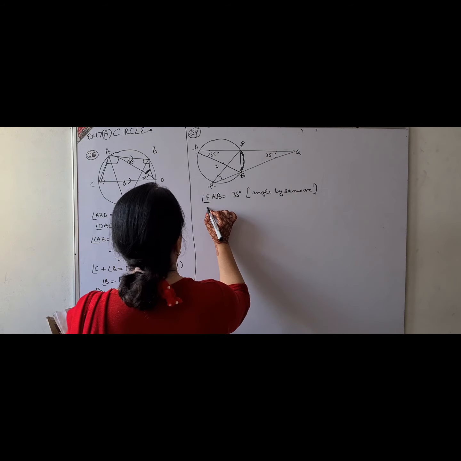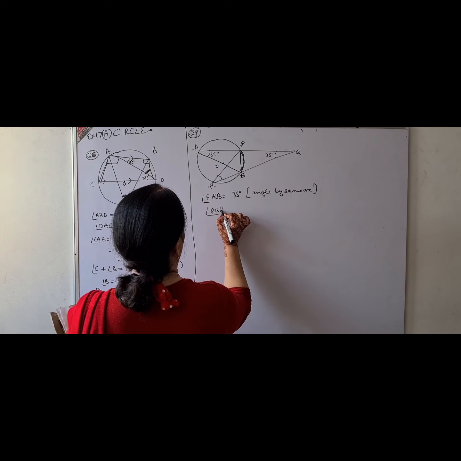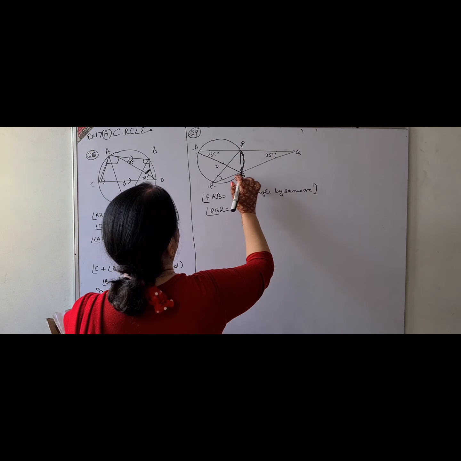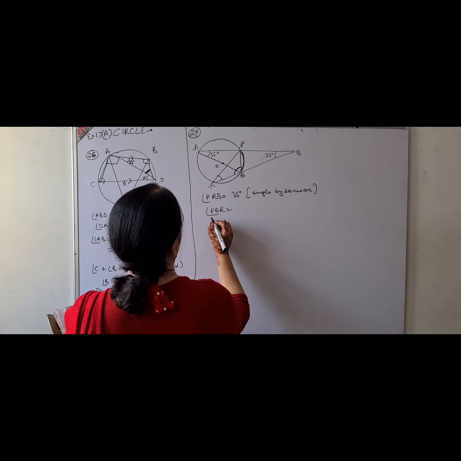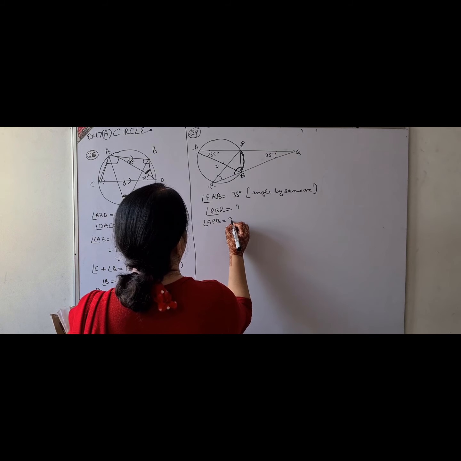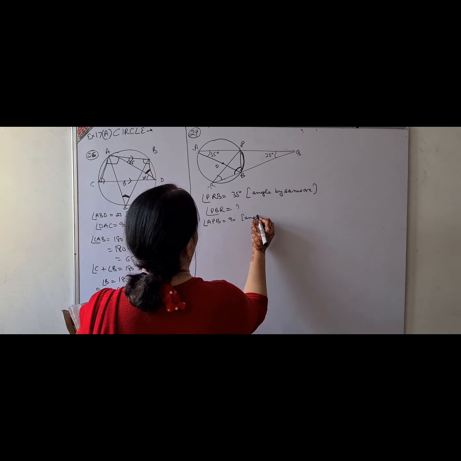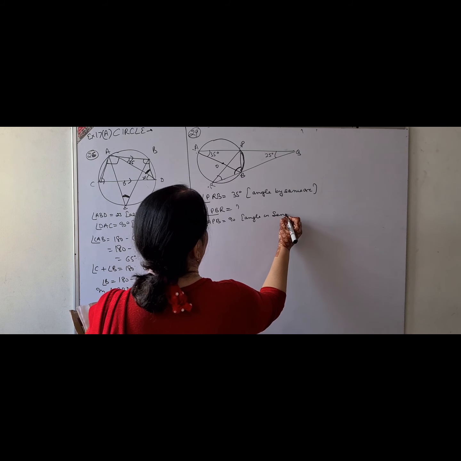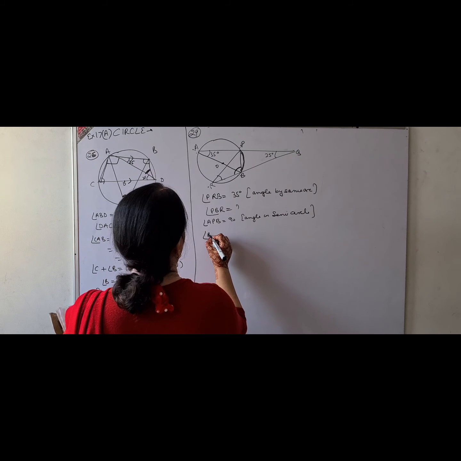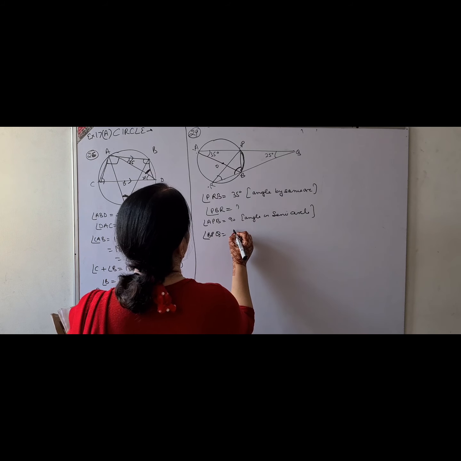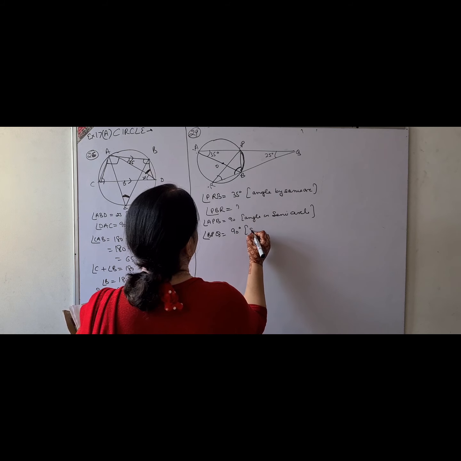Second is PBR. This angle you have to find. Very simple children. Angle APB is 90, angle in a semicircle. Again angle BPQ is equal to 90, straight line.